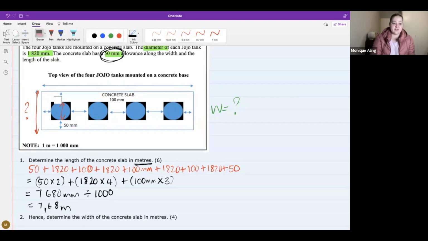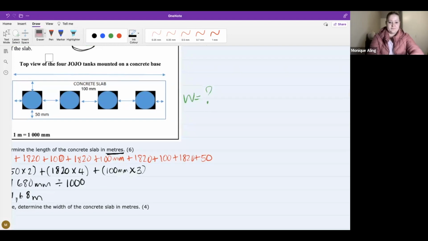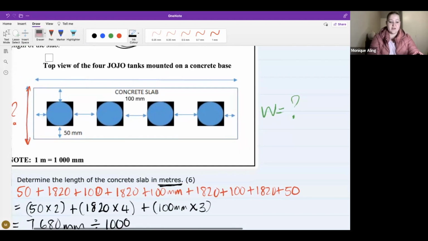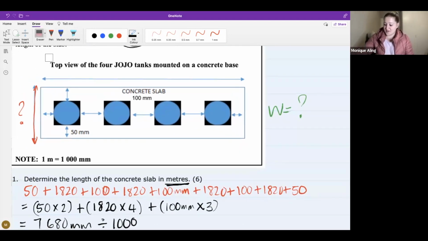Okay, so let's go through this. I'm just going to zoom in. So we are working out the width. So that is this side through to this side. We know that this little section here is 50. We know this section here is 50. And we know that our diameter of the circle is 1,820. And that's all the measurements that go along the width.